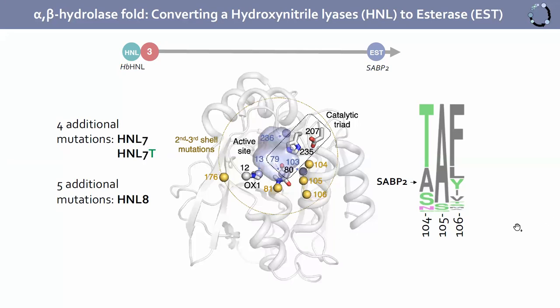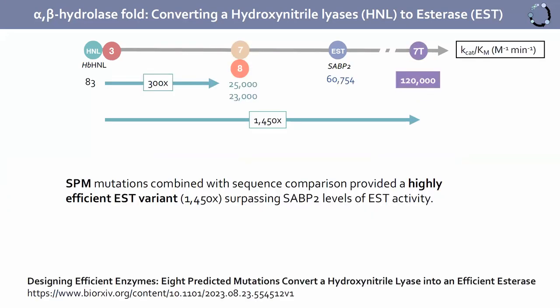Basically, we also did a multiple sequence alignment and realized that the amino acid that SAPP2 has, in the case of these two, is exactly the same as the most frequently observed. However, in this case, in 104, SAPP2 had an alanine, whereas the most frequently observed was this threonine. So we decided to try HNL7 and HNL7T. Okay, so instead of an alanine, putting a threonine. So we asked them to try, and they did.